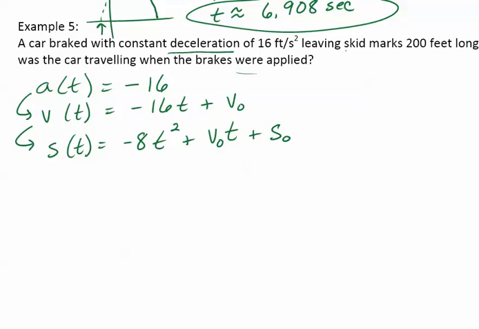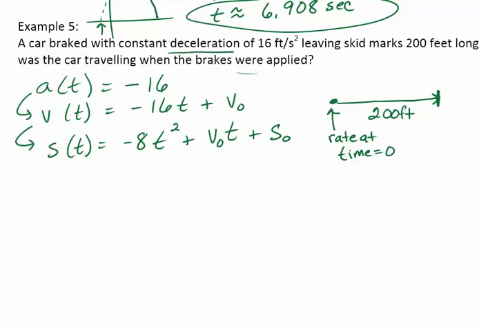So our question here is about a car stopping. So we know that the skid marks that it leaves are 200 feet. So it takes a distance of 200 feet. And the question is, how fast was the car traveling when it applied the brakes? So we're looking for the rate at time 0.